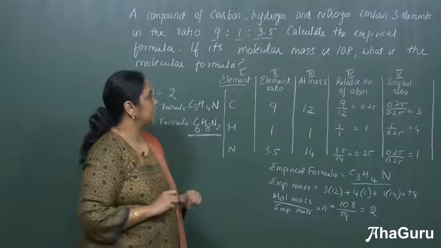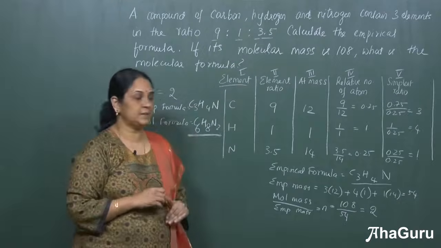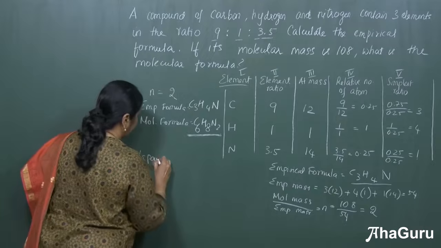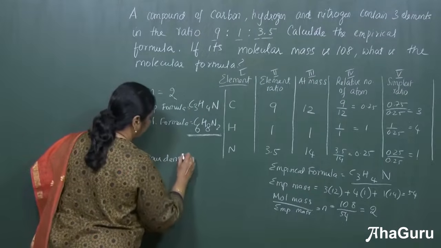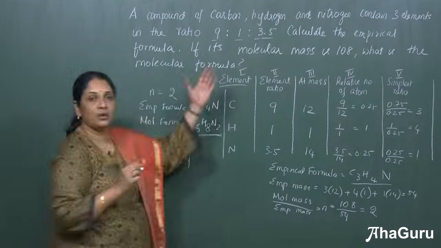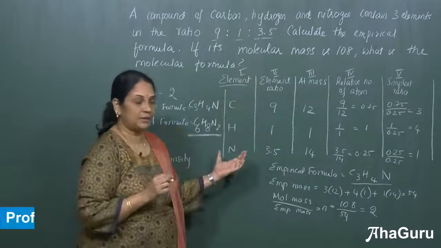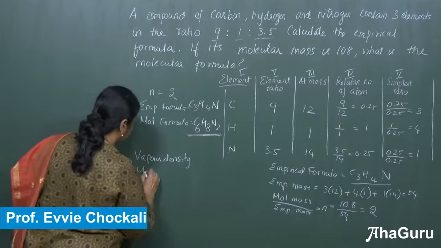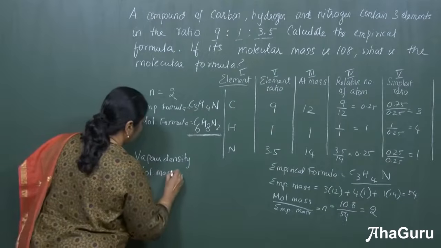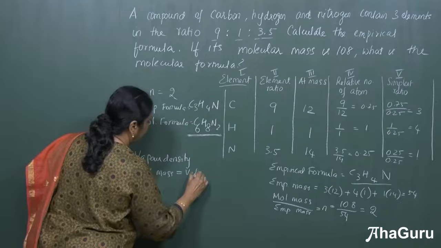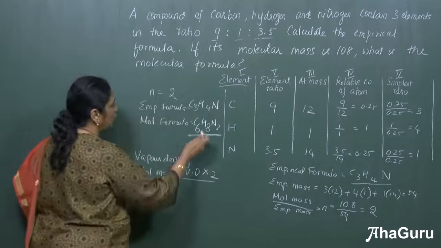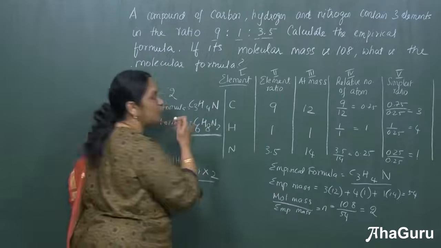Sometimes what they will do is, instead of giving you the molecular mass, they can give you the vapor density. But we need the molecular mass to do the calculation, right? So, in case they give you vapor density, the molecular mass is equal to vapor density into 2 will give you the molecular mass. So, once you know this, you can use here and get the molecular formula.